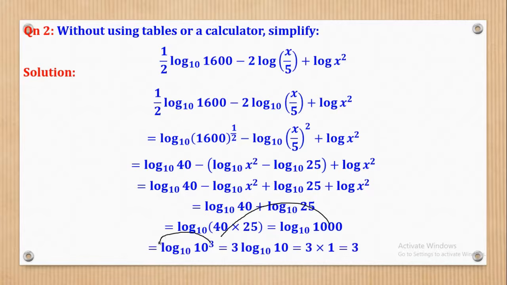Then this power can go this side to become 3 log base 10 of 10. And we know that since these are the same, it implies that the whole of this becomes 1. And 3 times 1 is 3.